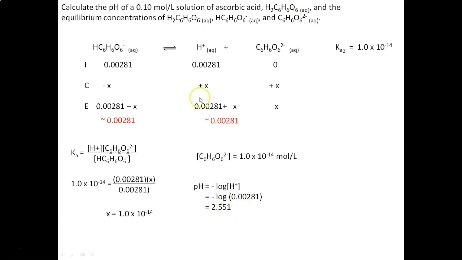So what does this show us? This shows us that with weak acids, depending on the value of the Ka, the first acidic proton will come off, but the second acidic proton does not come off significantly. And often with polyprotic acids, the second or third or fourth acidic proton does not contribute significantly to the pH of the final solution.